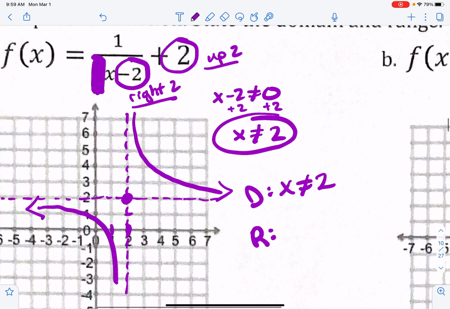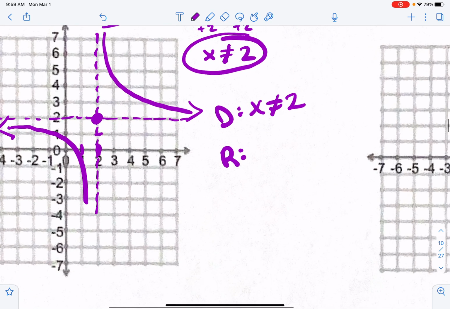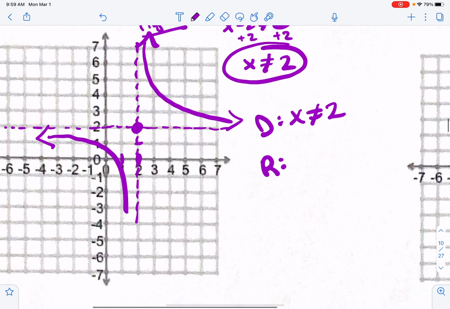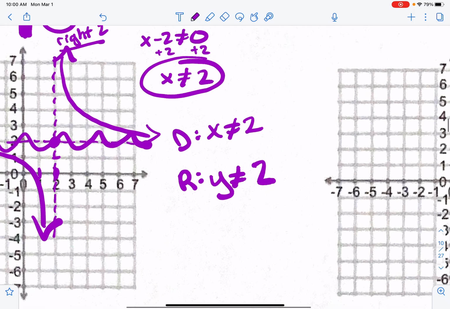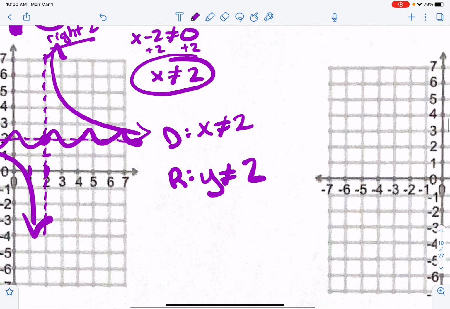And then the range is determined by this plus 2 number. So up, he'll go up forever. He'll go down forever, but he won't touch this line here in the middle, which is y is not equal to 2, okay? So that's how the domain and range comes into play, okay?